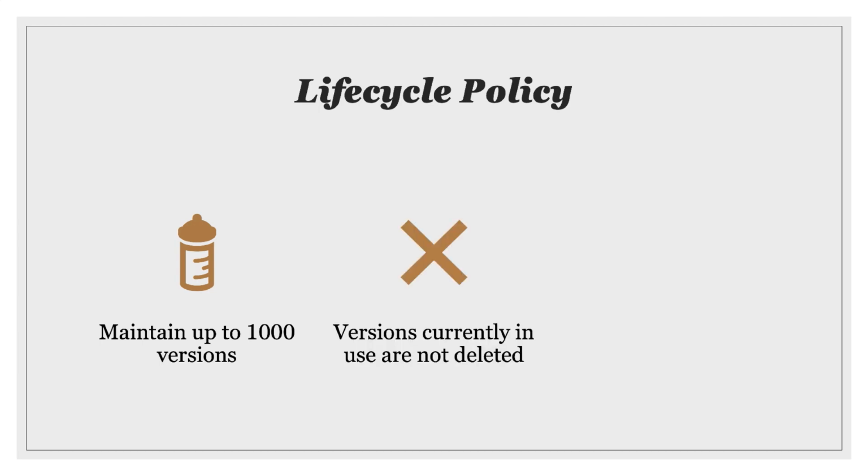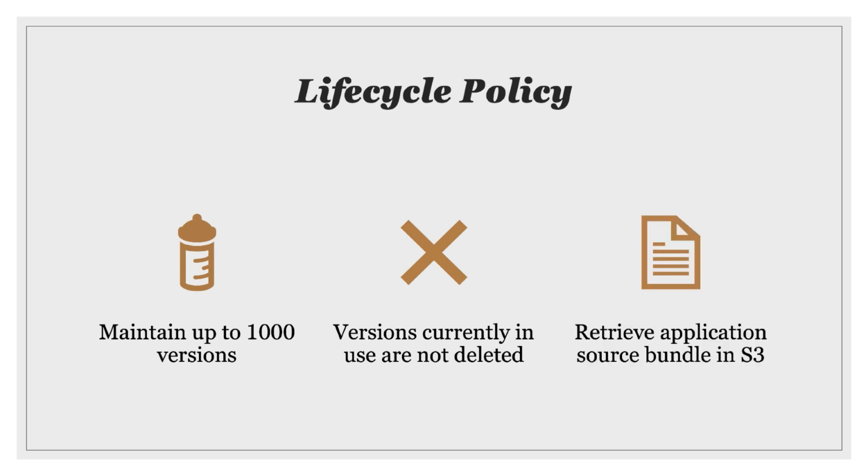Now let's talk about the lifecycle policy. You can maintain up to 1000 application versions in your Elastic Beanstalk dashboard, and you can't go beyond it. Versions which are in use, so any application which is supporting any application version, will not be deleted. And you can retrieve your application source code or bundle in one of your S3 buckets.